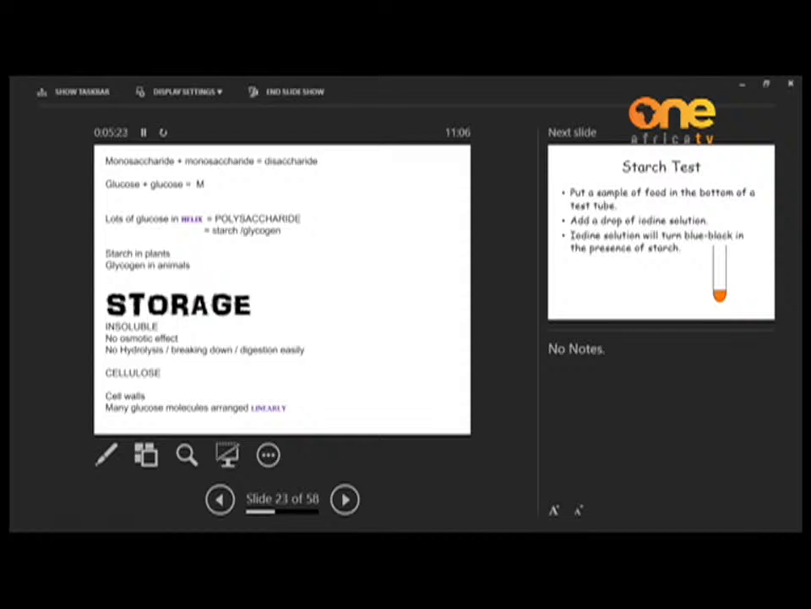Okay, then cellulose. Cellulose is making up cell walls. Do we get energy from cellulose? No, we do not. But we do use the cellulose as the fiber in our diet. So cellulose is definitely also a carbohydrate.